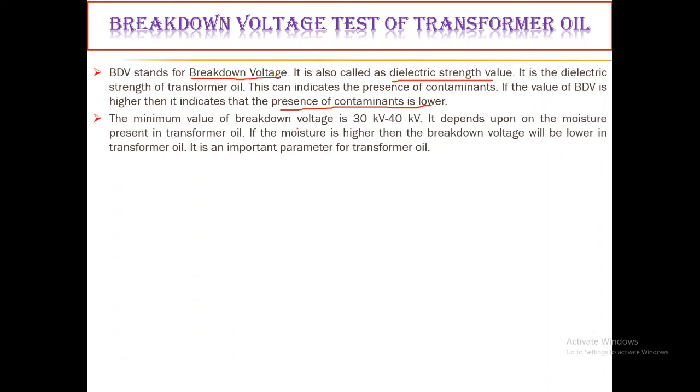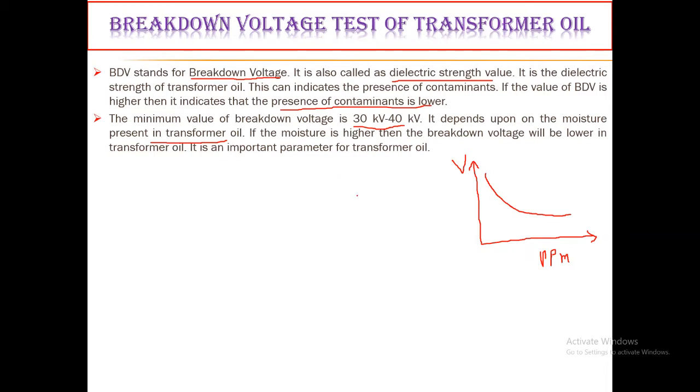So the minimum value of the breakdown voltage lies in the range of 30 kV to 40 kV. It depends upon the moisture that could be present in the transformer oil. If the moisture is higher, then the breakdown voltage will be lower in transformer oil. Suppose I am plotting the characteristic between the breakdown voltage and the moisture content, which is measured in terms of ppm. If I am gradually increasing the water content, then the breakdown voltage goes down.